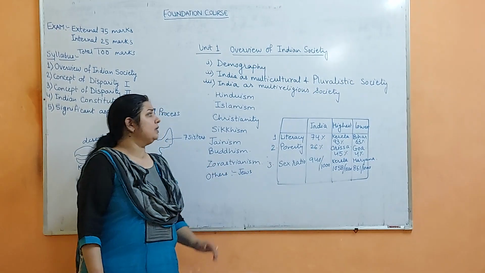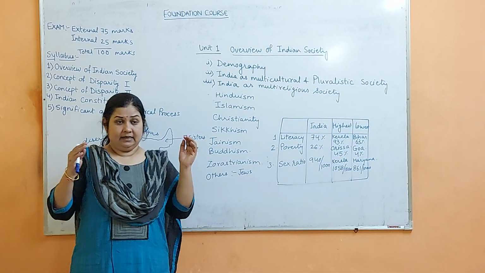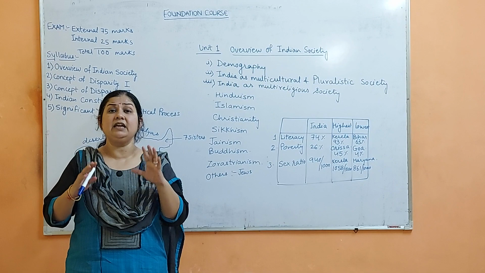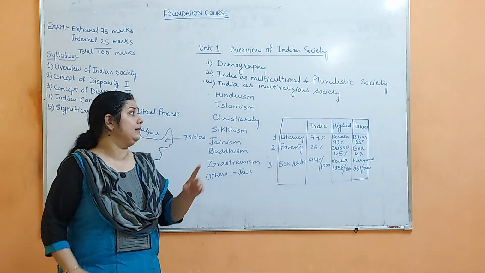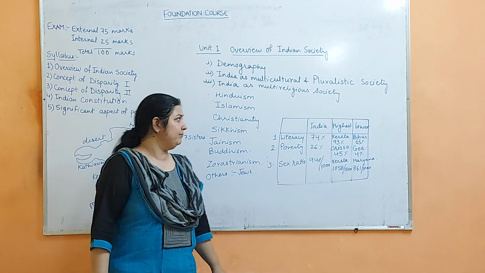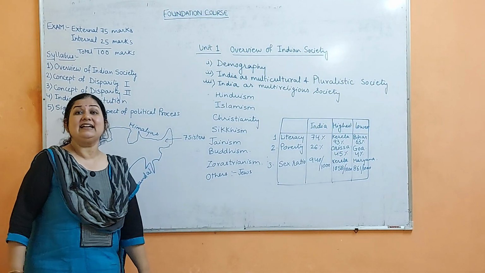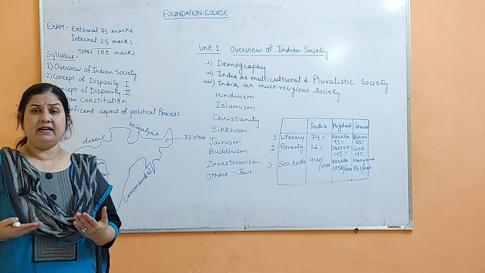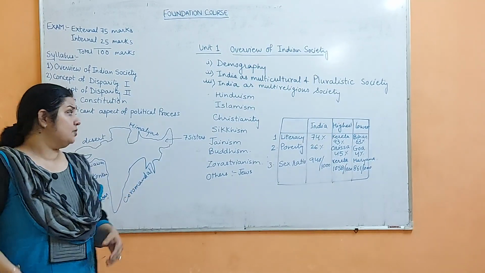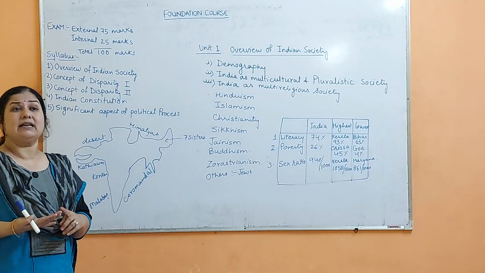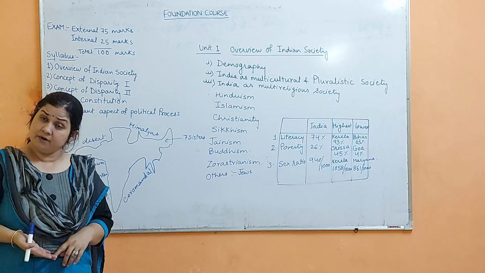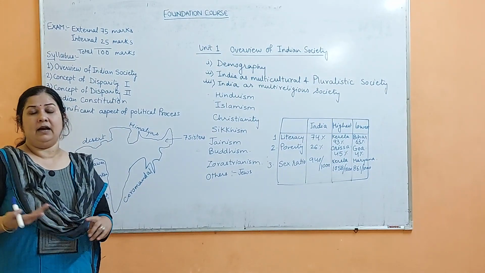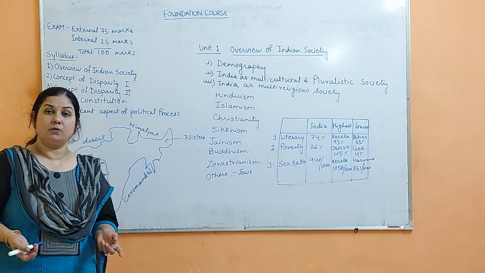Now what do you mean by pluralistic society? That is distinctive groups staying together and are given equal opportunity and equal treatment, that is called as pluralistic society. Now why India is multicultural society? Why there prevail various kind of cultures? So we can say that it depends on the climatic condition, it depends on the topography of India, it depends on the various ethnic group, and other factors are also included in that.